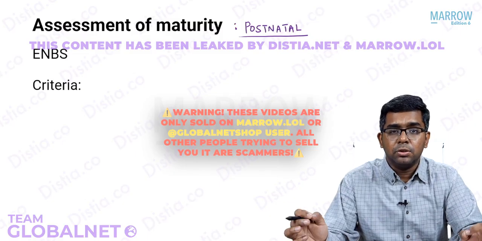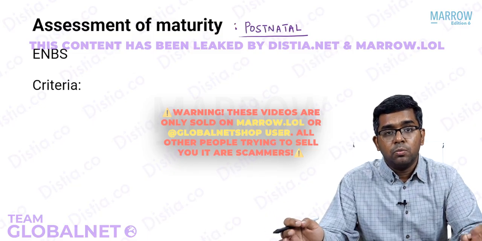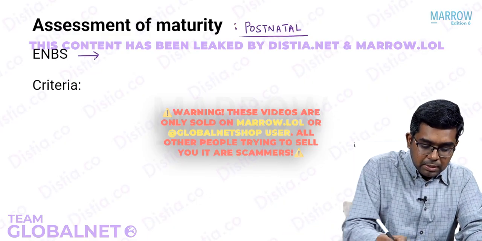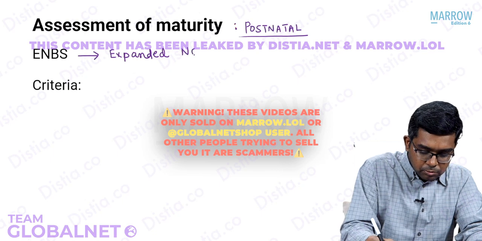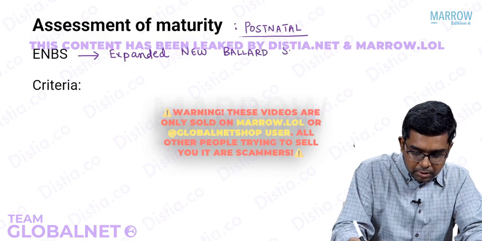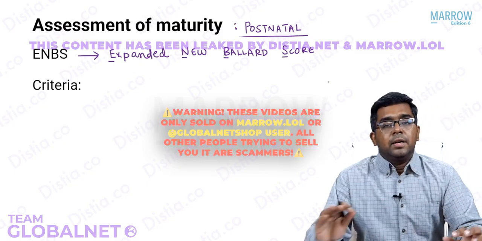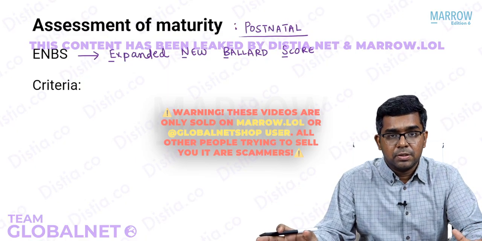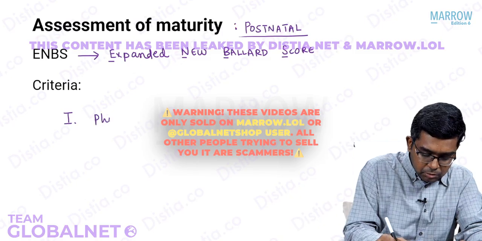It is given by a very good and very expanded scoring system, what we call the Ballard scoring system. What we are using is not the original version but an expanded version of the same. It goes by something called ENBS. What is this? This is the expanded new Ballard score. Okay. Right. Now, for this scoring purpose, we take into account two sets of features. One is the appearance of the baby, or the first criterion is something called the physical maturity of the baby.